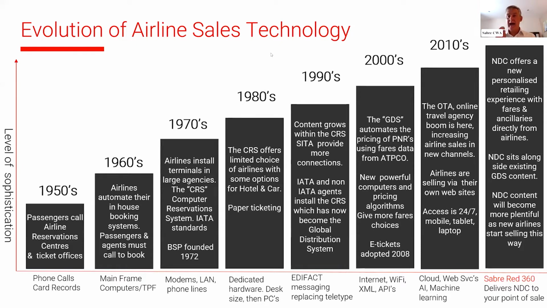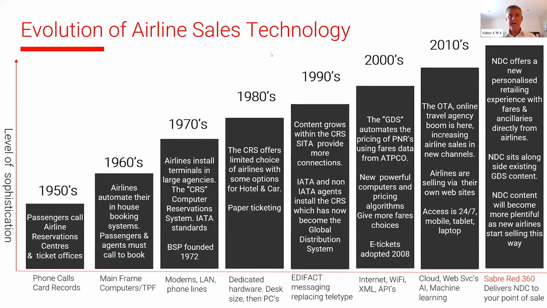and to this webinar, another big landmark in the industry. And that's why we're all very pleased to have you on this webinar to talk to you more about it: NDC, New Distribution Capability. This is a new way for airlines to do personalized retailing and mix fares with ancillaries directly from the airline. This NDC content, as you'll learn on this webinar, will sit alongside the Sabre content, and you saw that in the opening video. As more and more airlines adopt NDC, it's going to become more plentiful.